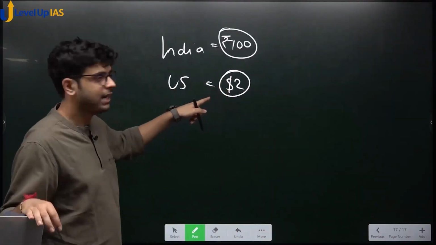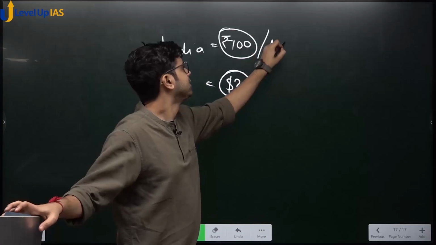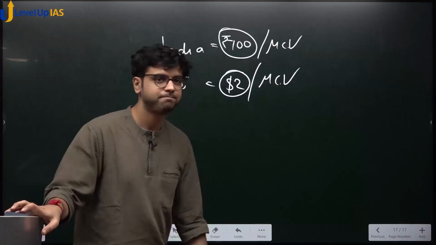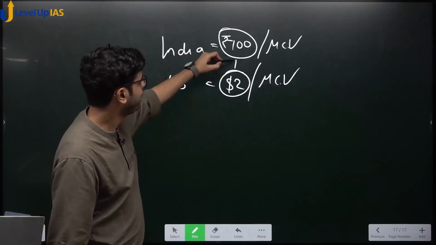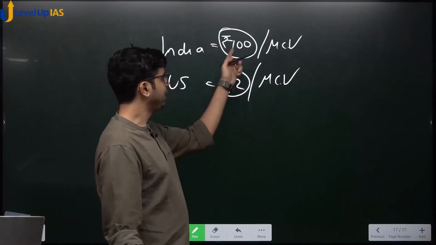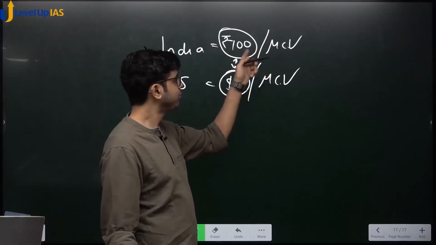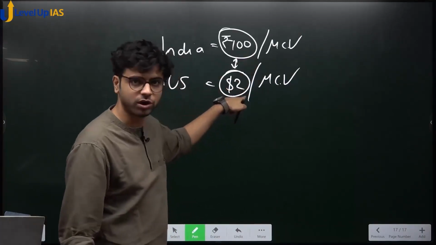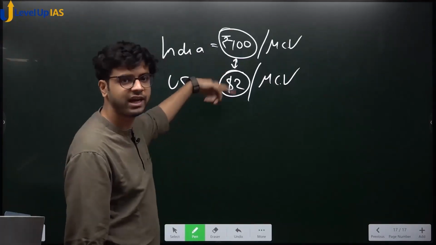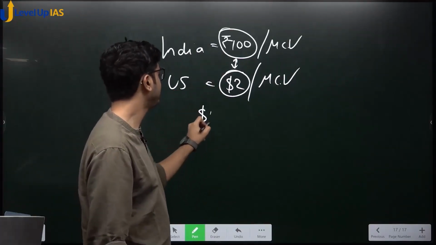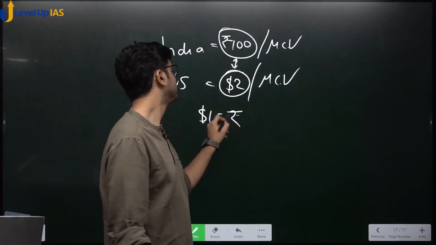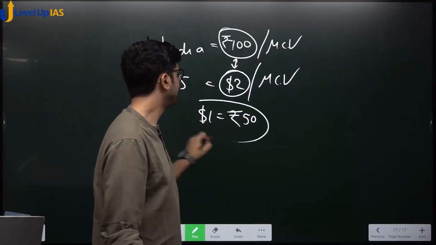Can I say 100 rupees for one McVeggie, $2 also for one McVeggie? Agreed? So these are now related because they have a common denominator, which is McVeggie. Okay? So if 100 rupees worth of burger, you are getting for $2, same burger, then what is the rate of exchange which is happening? Which means what is $1 worth here? If 100 rupees is $2, what is $1? How much? 50 rupees.